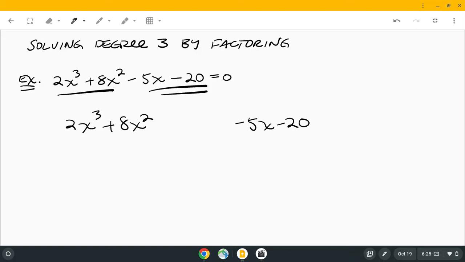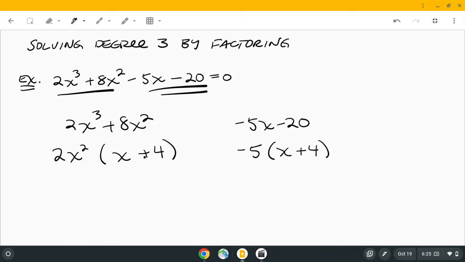Okay, and then this first group, I'm going to use GCF, greatest common factor. They have 2 in common, and they also have x squared in common. So I'm going to factor out a 2 and an x squared. And then inside here, I'll get x plus 4. Okay, I'm going to do the same thing over here with my second group. I'm going to look for what they have in common. They have -5 in common. So I'm going to factor out a -5, and I'll be left with x plus 4.